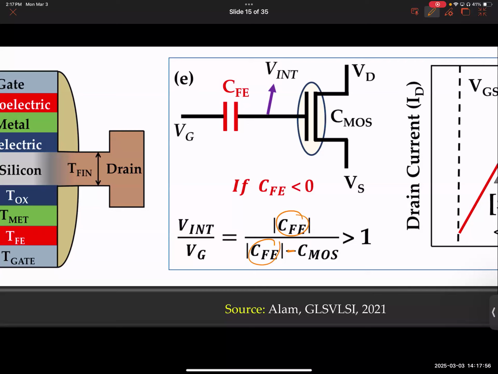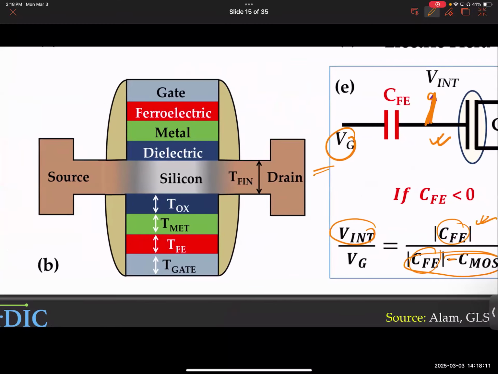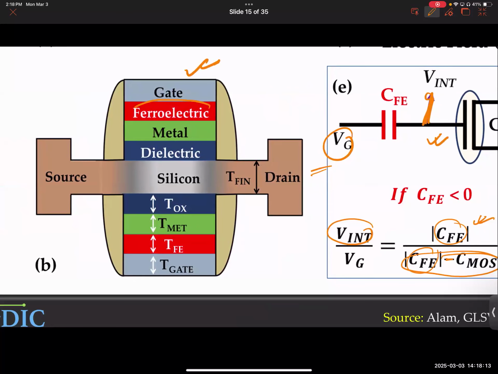Okay, all right. So apparently your denominator is smaller than the numerator, and this is a greater than 1 scenario. So your internal voltage, which you get at the MOSFET, is more than what you apply at the ferroelectric terminal. And this is the structure, by the way. You have the MOSFET gate, you have ferroelectric material, you have a metal layer, and then you have dielectric, which is hafnium oxide or silicon oxide or something other.